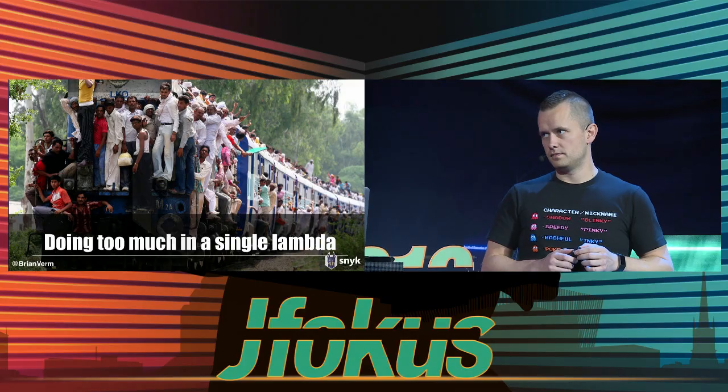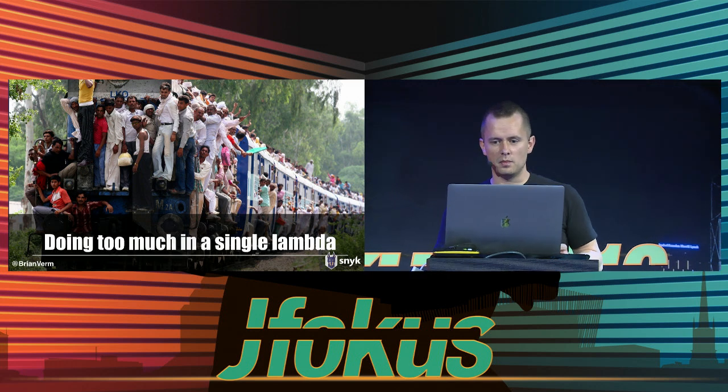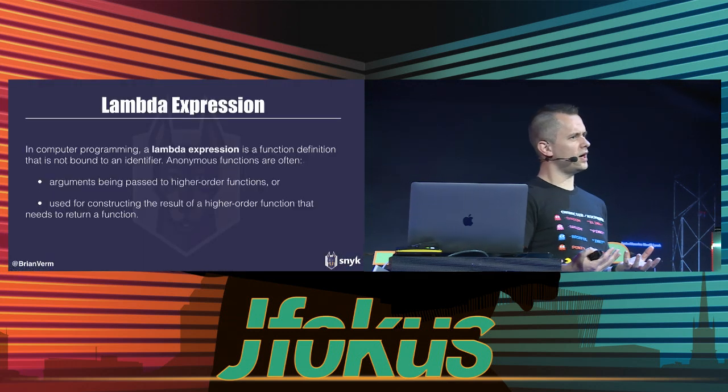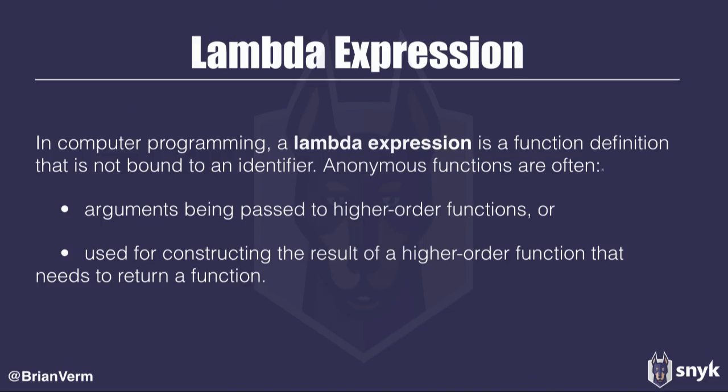Well, let's go to the first mistake, or the first pain point. That is doing too much in a single lambda. Well, okay, that sounds obvious. But what is a lambda? Well, if you look it up on Wikipedia, you get something like this. A lambda expression is a functional definition, and it's not bound to an identifier. It can be used to pass it as an argument to a method or to a function, or it can be the result of a function. So basically, it's a first-class citizen, but without an identifier.